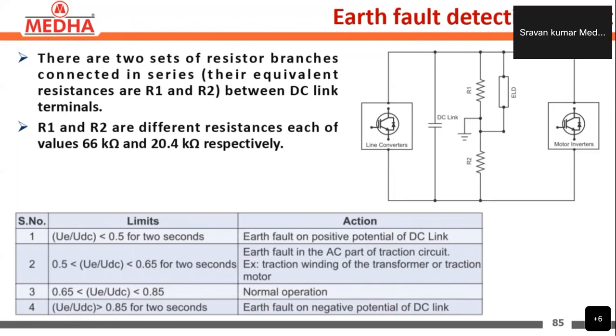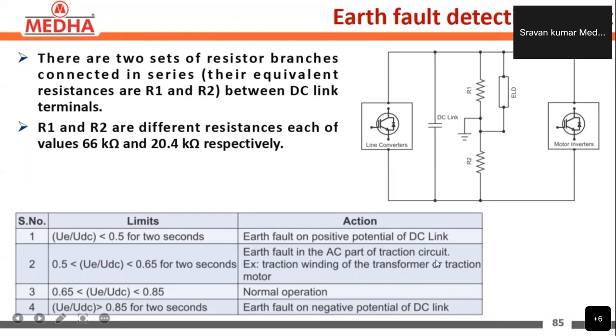Using the formula, we take a ratio, that is UE by UDC. If that ratio is less than 0.5 for 2 seconds, the action taken by the system is earth fault on the positive potential of the DC link. In the same way, if the ratio UE by UDC is greater than 0.5 and less than 0.65 for 2 seconds, the system will consider it as an earth fault in the AC part of the traction converter, the traction circuit.